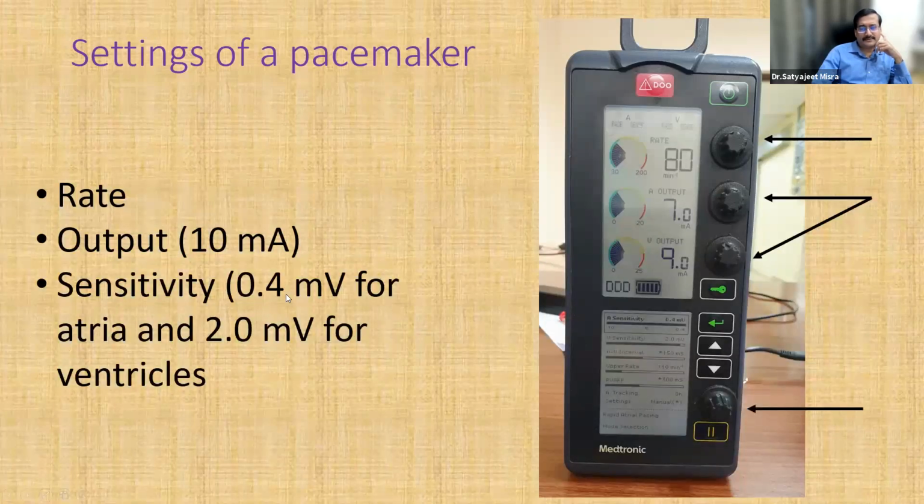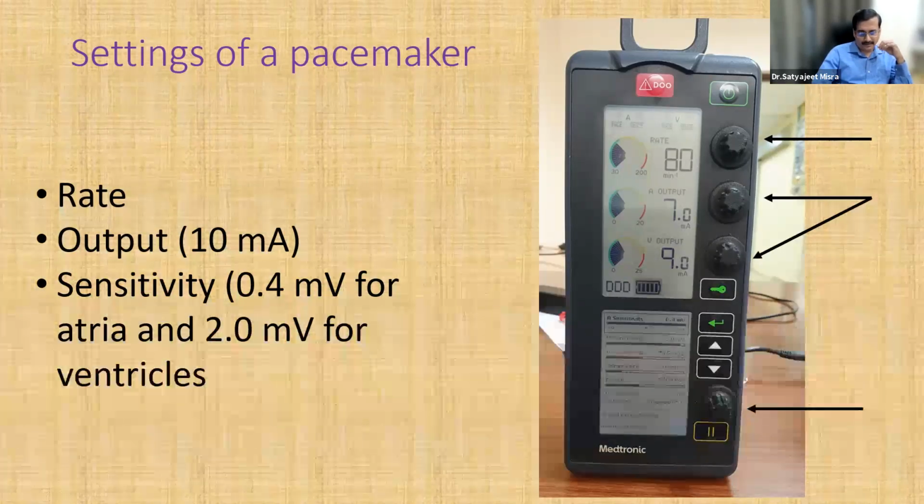So sensitivity, we talked about sensitivity, and that was nothing but the minimum voltage that the pacemaker is able to sense either for the atria or for the ventricle. And in response to that, it doesn't deliver an impulse. So for the atria, it's around 0.4 millivolts, and for the ventricles, it's around 2 millivolts.